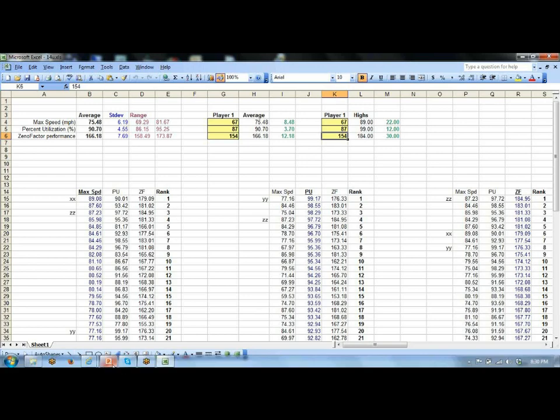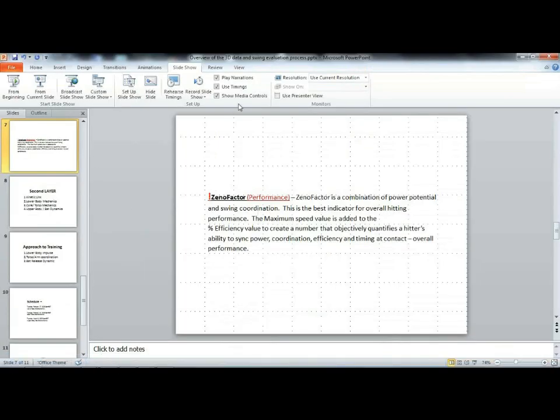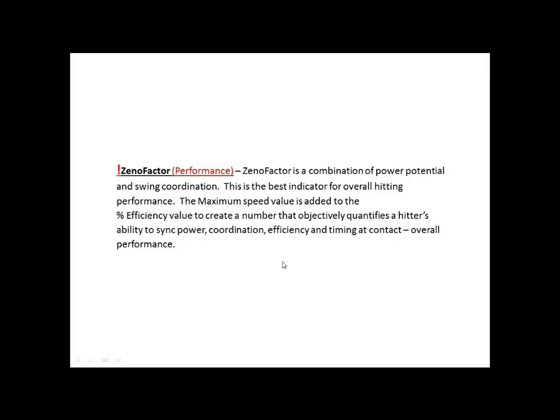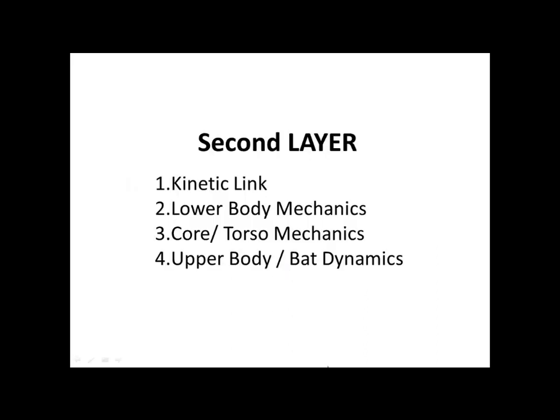Okay, so let's go back to our slide presentation here, and let's go into the second layer of where we want to go. So now we know where an athlete stands, and that an athlete has some recruitment issues in terms of raw power, and some coordination issues in terms of functional movement. So when we look into the second layer, we want to start looking at a more in-depth evaluation of those components.